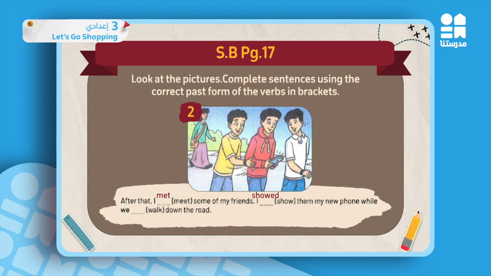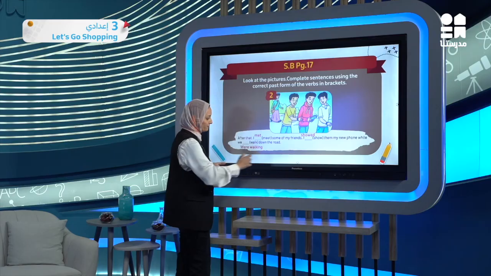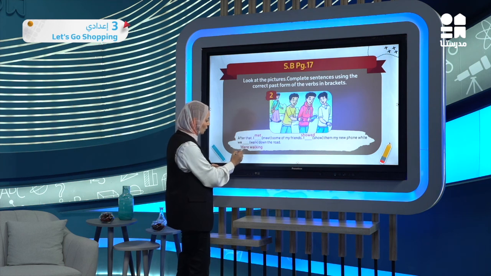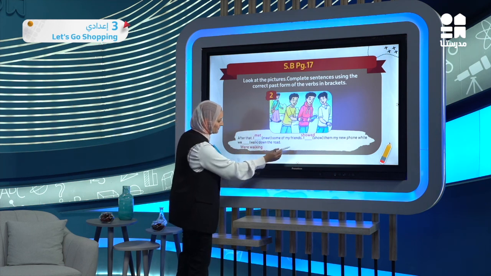فده هنا I showed them my phone while we were walking down the road. يعني إحنا كنا ماشيين وفجأة أنا طلعت التليفون ووريته لهم. This is the past continuous. Was or were plus verb plus ing.